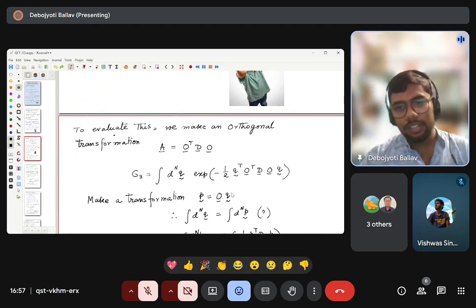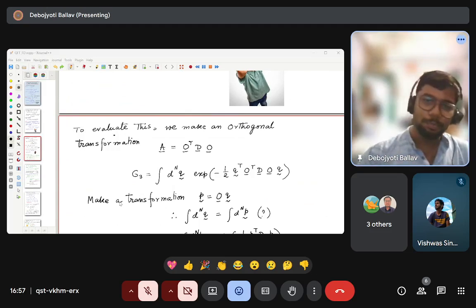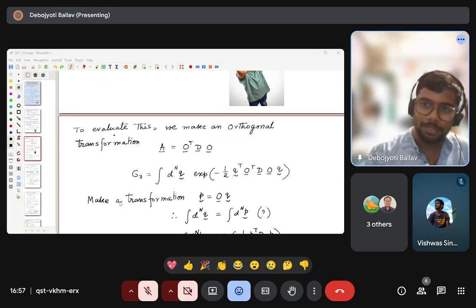Now your integral measure, which earlier was d^n q, is the same as d^n p. Why is it the same? Why will this integral measure be the same? Because I have rotated. I have changed q to p by some transformation. Why does it have to be the same? Or will it be, or won't it be? There is a question mark. Will it be the same?